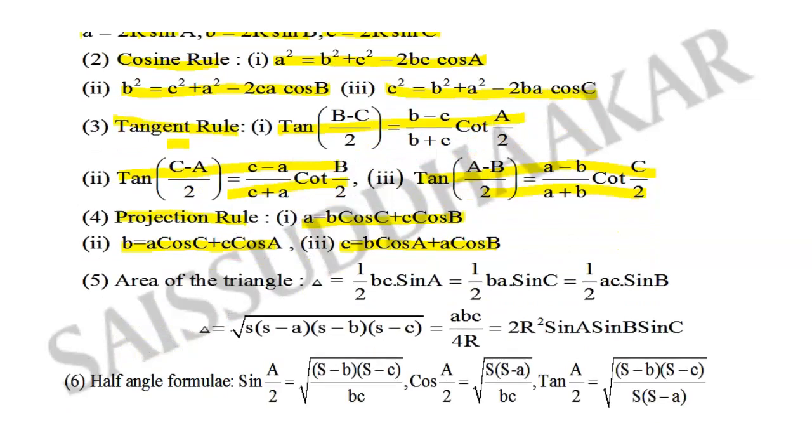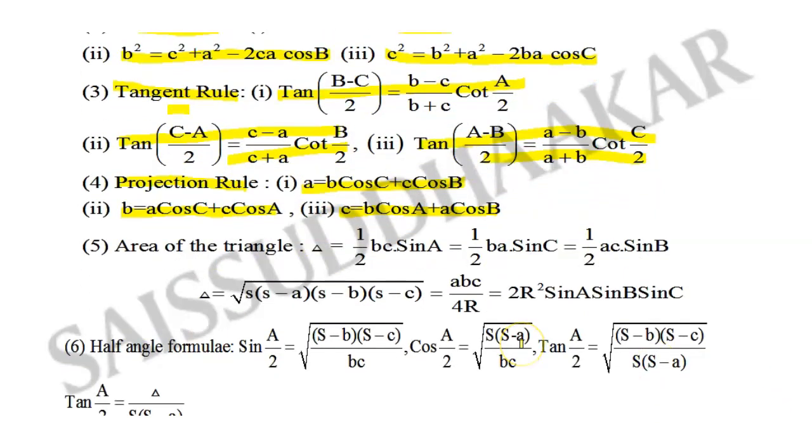Next, area of the triangle. Here we have area of the triangle formulas. The first formula is delta is equal to half bc sin A is equal to half ab sin C is equal to half ac sin B. In addition to that, Heron's formula: root over s into (s minus a) into (s minus b) into (s minus c), and abc by 4R, and 2R square sin A sin B sin C.